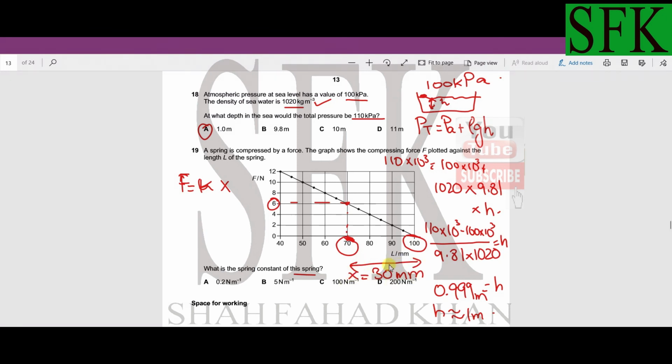All right, you now have the value of x. You have the value of force. Can we calculate k? The value of force is 6, which is equal to k times the value of x, which is 30 millimeters. The millimeters must be converted into meters because we have to do the calculations in SI units. The answer that we get is 200 newtons per meter, right? So D is the correct answer.